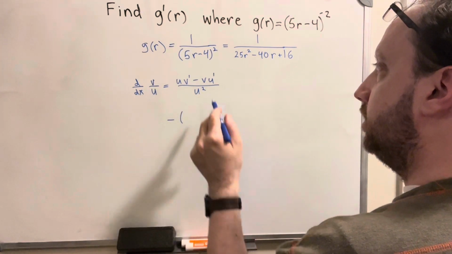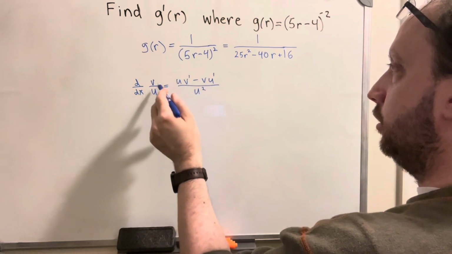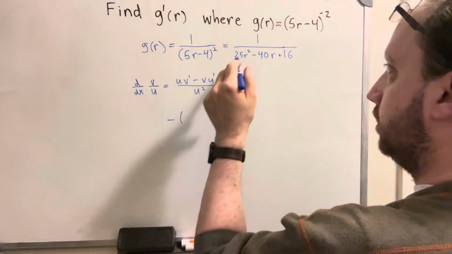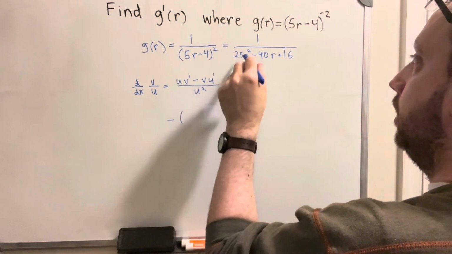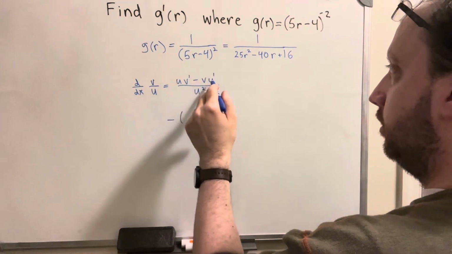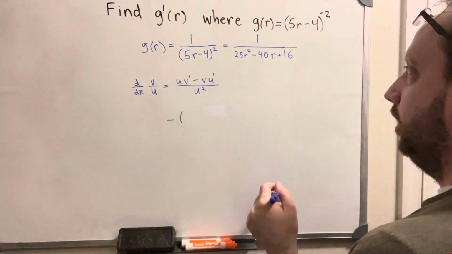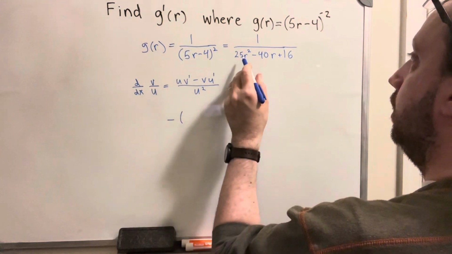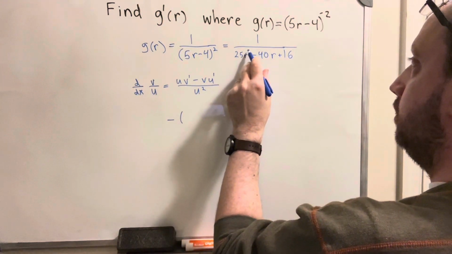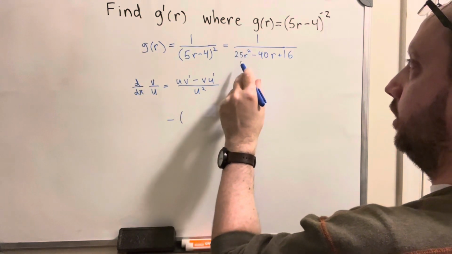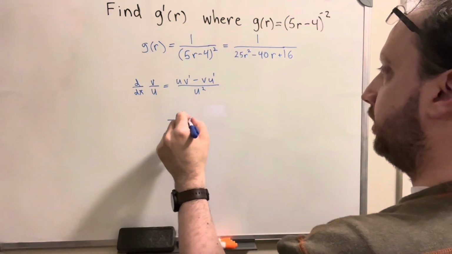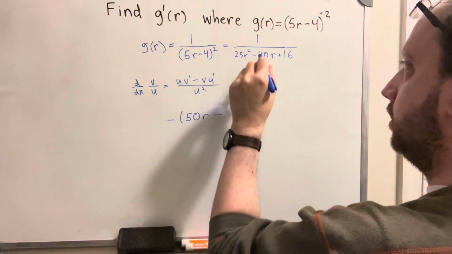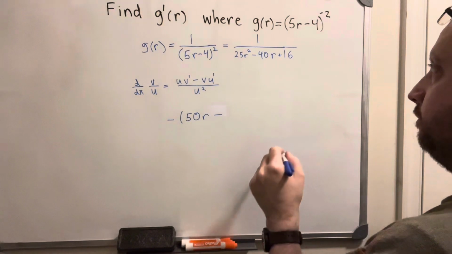Okay. What is v? The numerator function is just a 1. So instead of writing a 1, we'll just not write a 1. Now we need to take the derivative of the bottom function. This is fine. It's a polynomial. We can use the power rule here. 25r squared will be 2 times 25r. 2 times 25 is 50. We got a minus. What's the derivative of 40r?